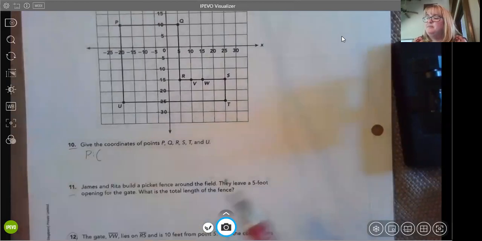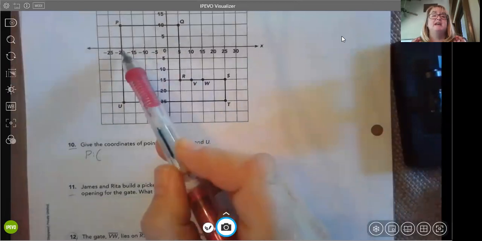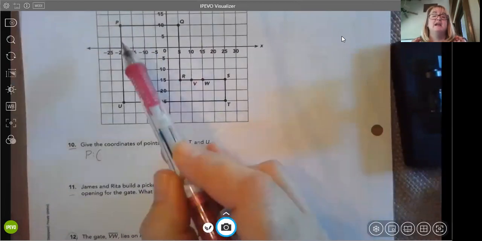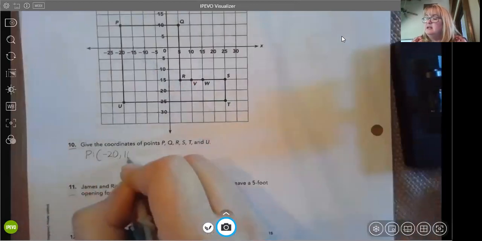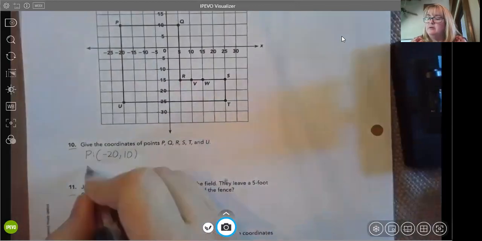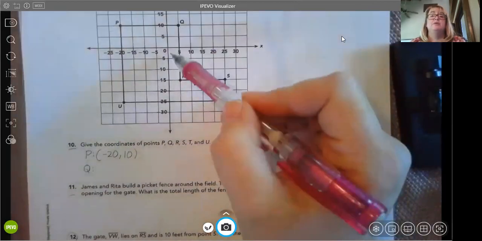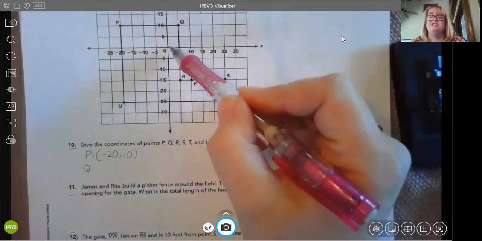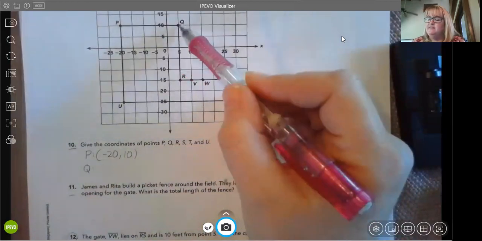So let's look at P. P, here's our origin. Now we're going to go back, but we're back to -20. And then when we go up, it goes up by 10. So the coordinates are -20 and up 10, -20 and 10. Let's look at Q. Q is over here. Q, we're going from the origin, we're going forward. How many? It's 5 feet. Each unit is 5 feet. We got a 5 and then up to 10. So it's 5 and 10.